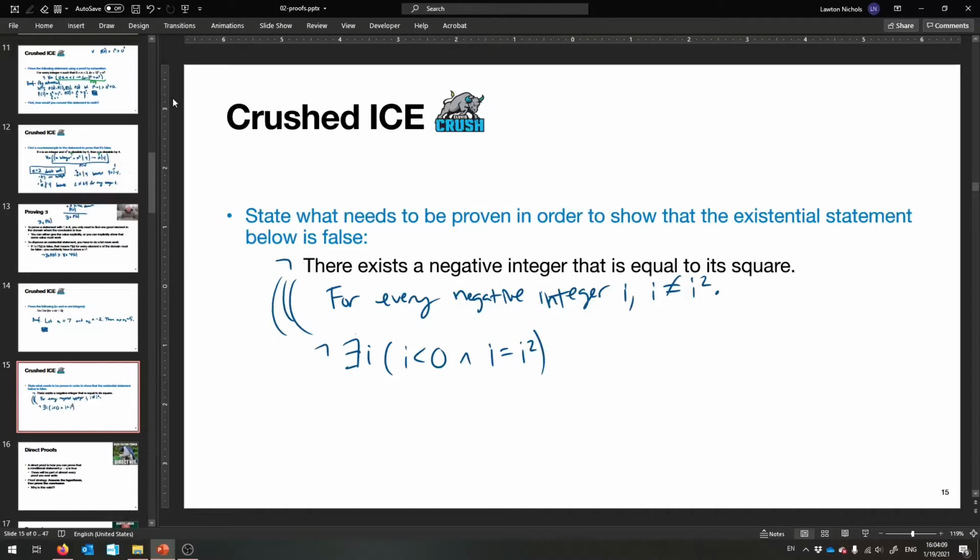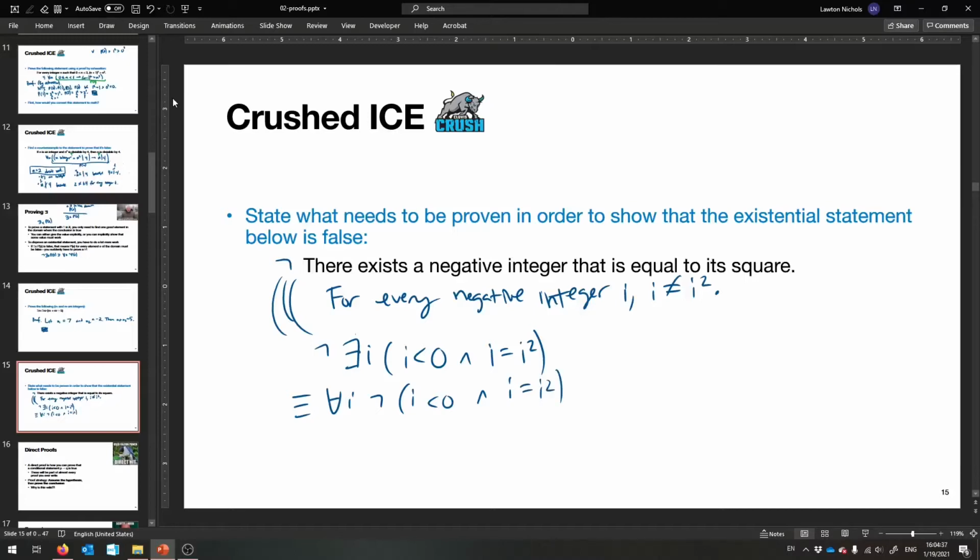Okay, so we want to convert this somehow to English. Technically you can just say it's not true that there exists, but I think that is not the point of this question. So this is equivalent to, if we push the negation inwards, flipping the exists to a for all, and then negating the inside: for all I, it's not true that I is less than 0 and I equals I squared.